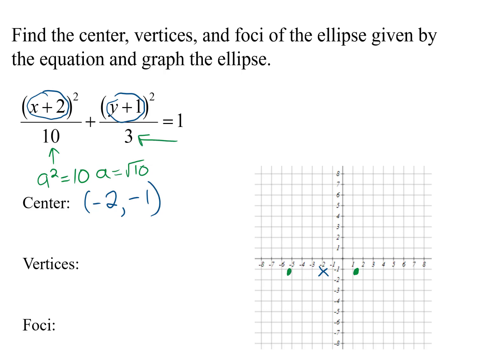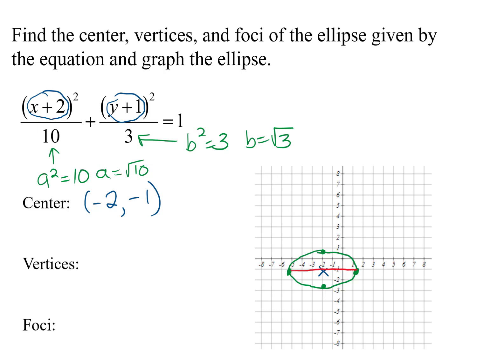Then we look at what's underneath the y stuff, and that is our b squared, and that's 3. So b is the square root of 3, and that's about 1.7. So from the center, we're going to go 1.7 in the positive y direction, and then 1.7 in the negative y direction from the center. So now we can see and graph our ellipse because we have the points of the major axis and the minor axis. And in this case, the major axis is horizontal because that's the longer one.